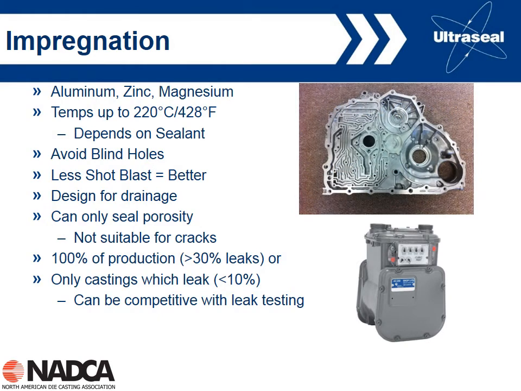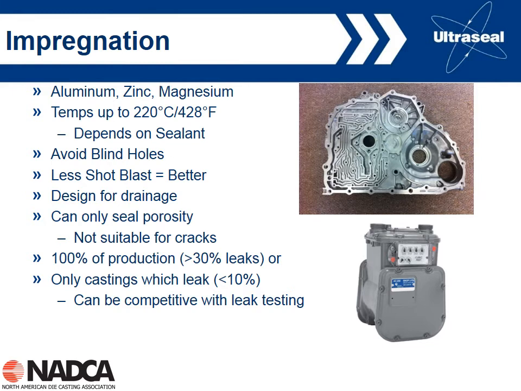We need to think about designing for impregnation. There are things that we need to do if we decide early on that we're going to impregnate. A little bit different than we were talking about before. Before we were talking about trying to avoid porosity. Now we're talking about making it easy to fill pores with the impregnation material. Certainly, impregnation materials today are very flexible. Materials can go to very high temperatures, 430 degrees Fahrenheit.